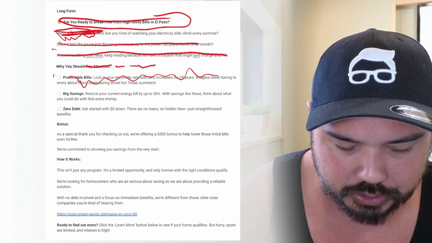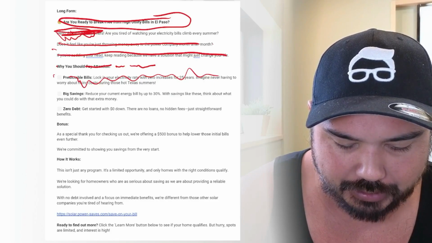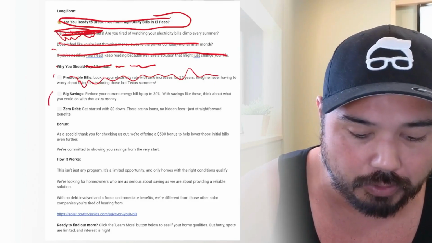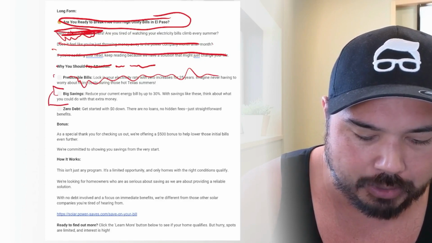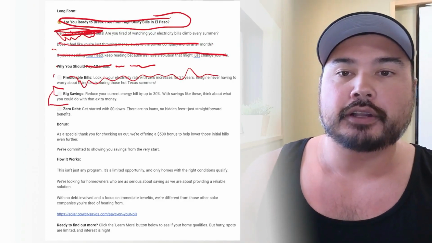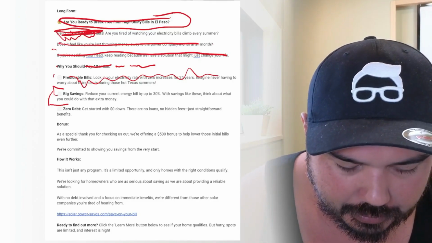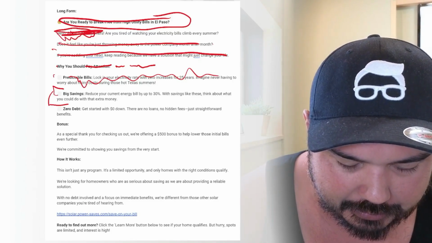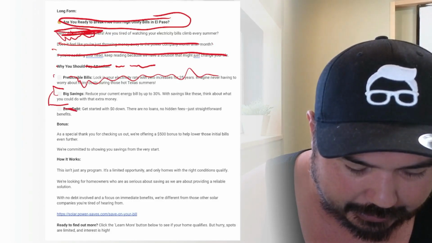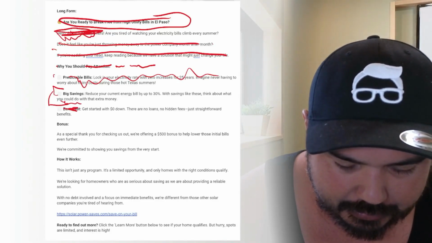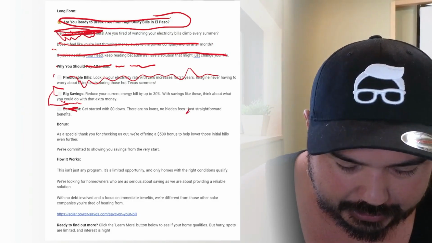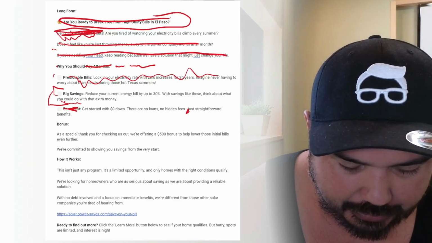Big savings, reduce your current energy bill by 30%. With savings, I think about what you could do with extra money. So that's what we've been talking about, right? But talk about why they should use you, like friendly service, guarantees, things like that, right? Zero debt, get started with zero down. I would just put that $0 down here, $0 down. And then get rid of that, because obviously ChatGPT wrote this, get rid of that and put a comma in.